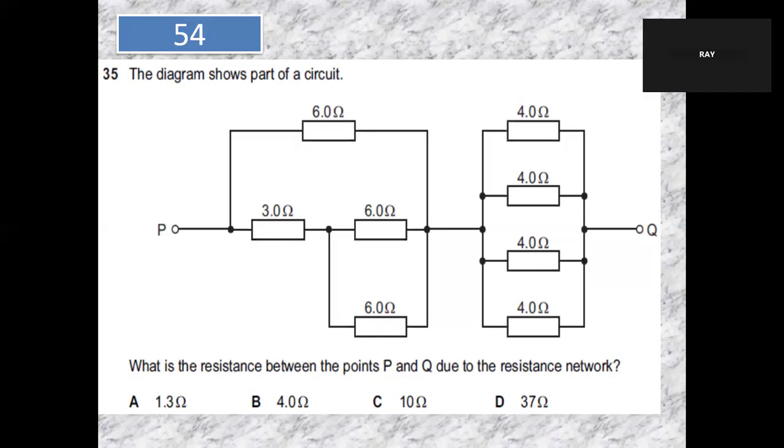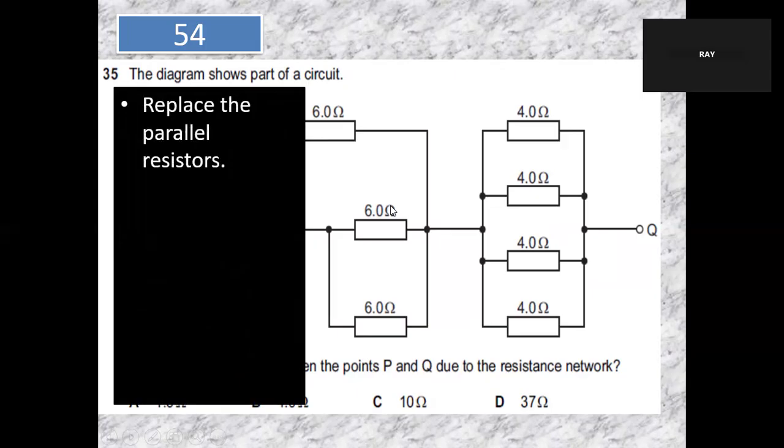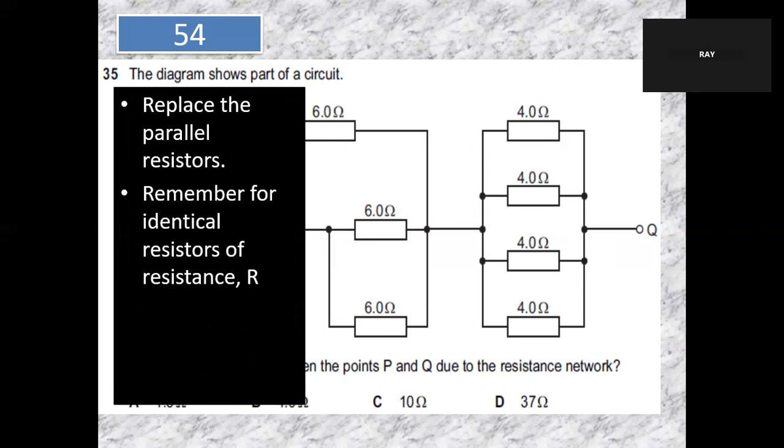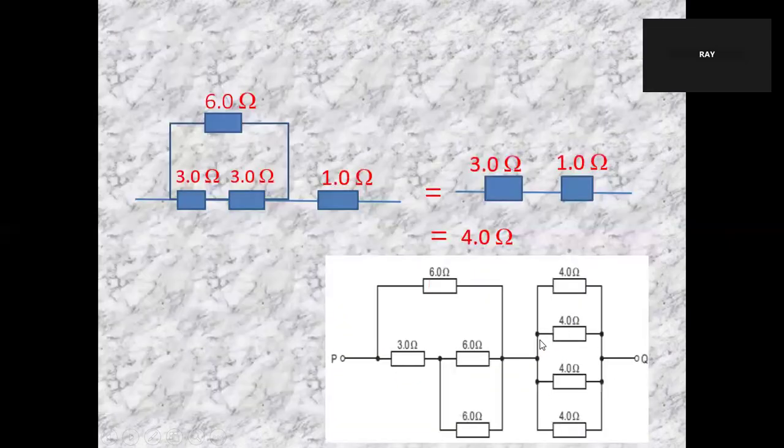Replace step by step. Replace this one with one resistor. Then replace this one with one resistor. Replace the parallel one first. Remember, for identical resistors of resistance R, R total is just R divided by n, if all of them are the same. So this one, 4 divided by 4, is 1 ohm. Okay, that's how we replace this one.